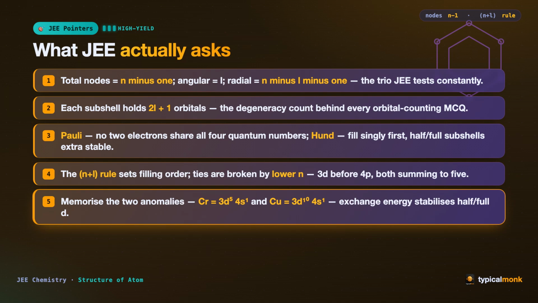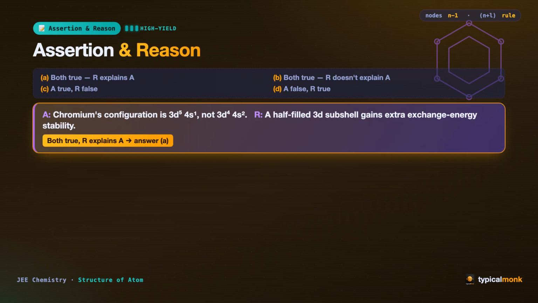5. Remember the 2 anomalies? Chromium is 3d5 4s1, and copper is 3d10 4s1. Exchange energy is what stabilizes a half-filled or fully filled d subshell. Let us drill the JEE way. Remember the 4 options.